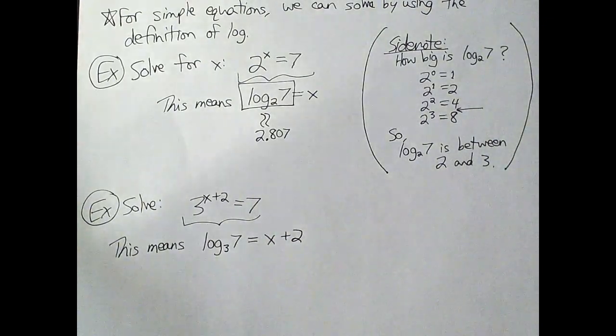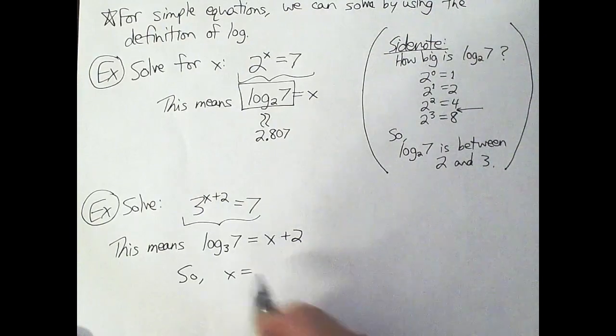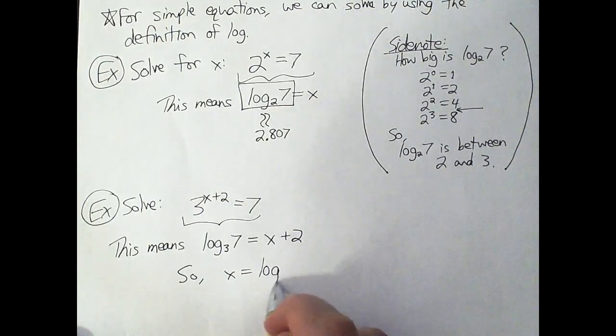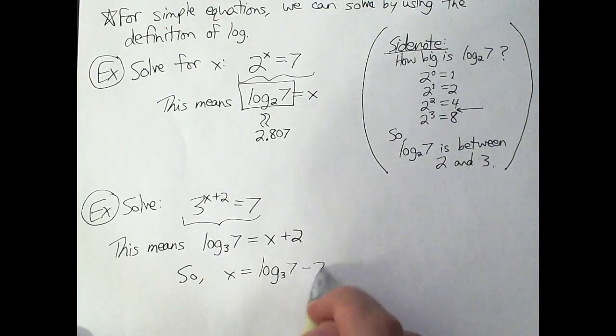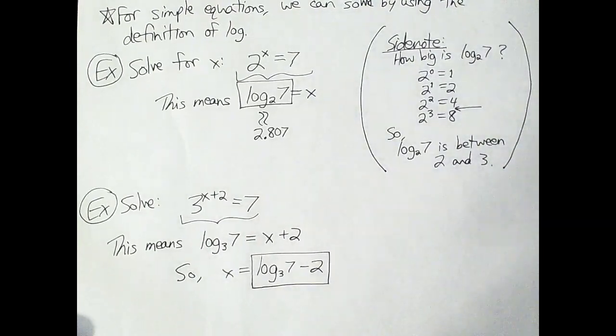So this time it didn't exactly get us the answer of x. We have one more step to do. To solve for x, we want to subtract 2 from both sides. So we could say the answer is log base 3 of 7 minus 2. That's the value of x that we want.